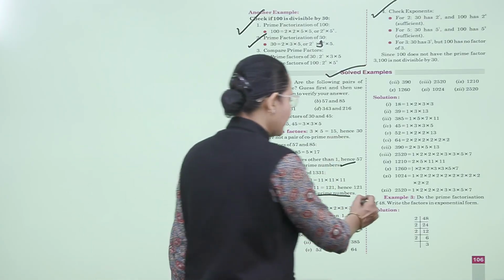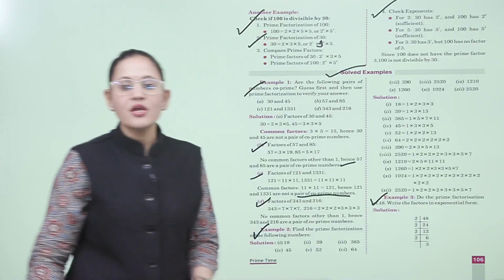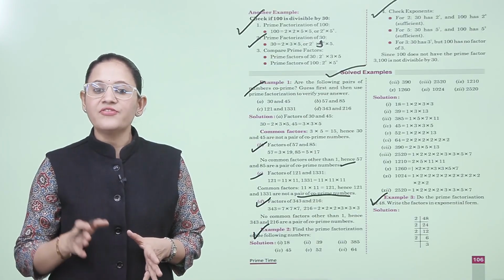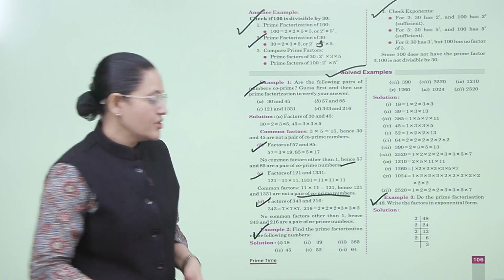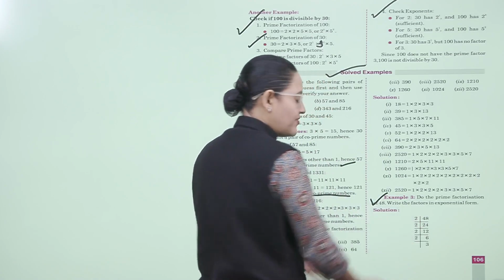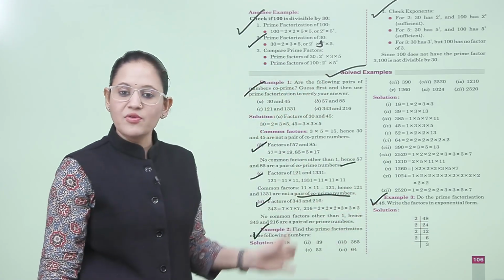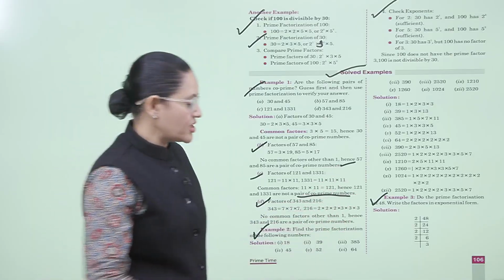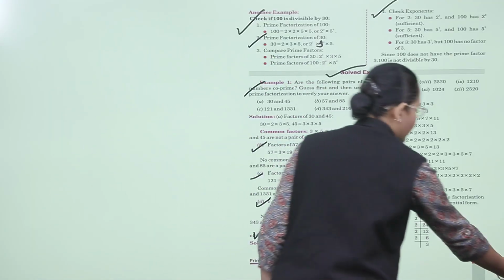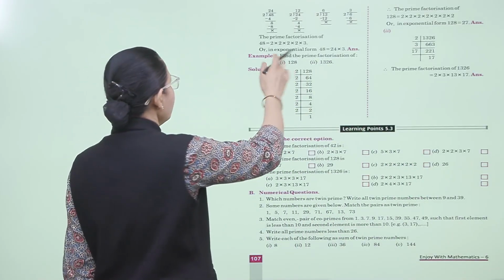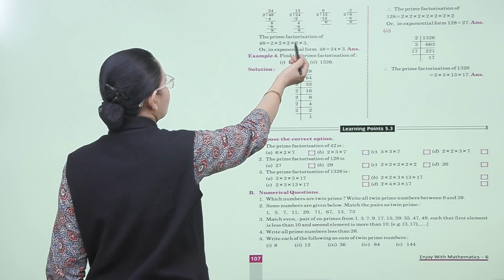Now, we will take example 3. Do the prime factorization of 48. Write the factors in exponential form. 48 divided by 2 gives you 24. Again, we divide by 2 gives you 12. Again, divide by 2 gives you 6. Again, divide by 2, we get 3. Now, 3 is a prime number. So the prime factorization is 2 into 2 into 2 into 2 into 3.